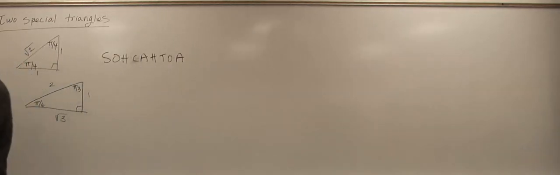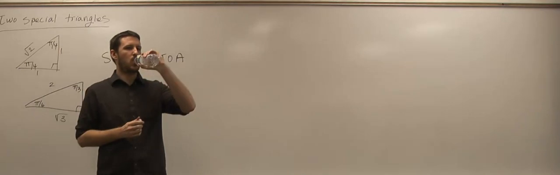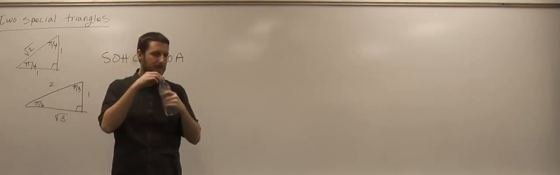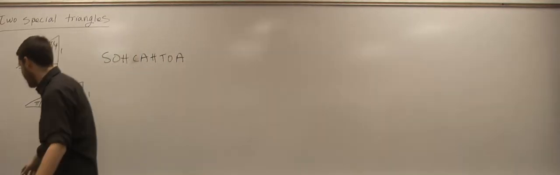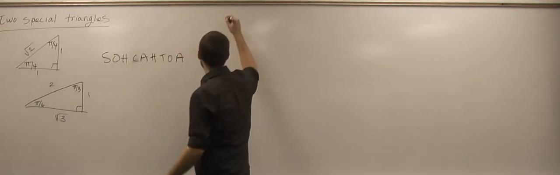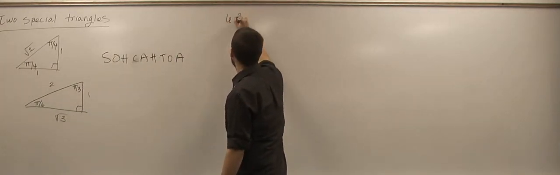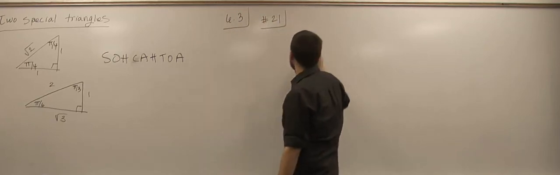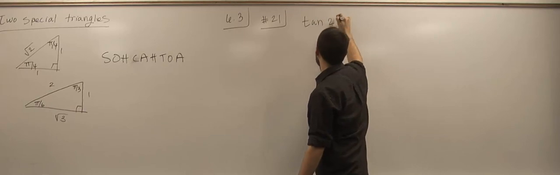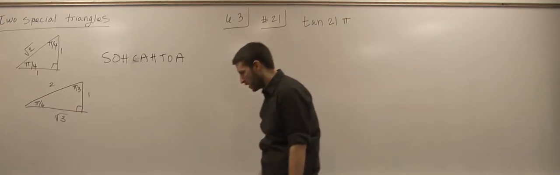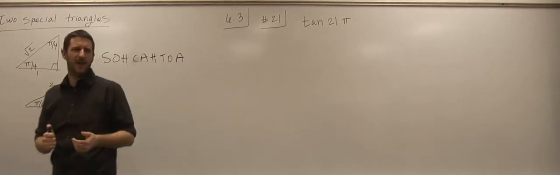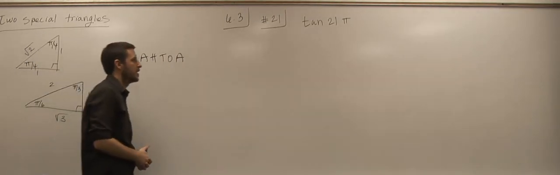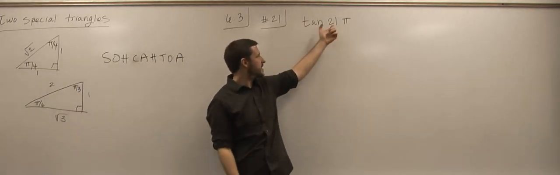All right, how about homework? You guys start anything from 6.3? Anything giving you trouble? 21. Okay, I don't know what that says. And 21 pi. Gotcha. So number 21 on 6.3 has to evaluate tangent of 21 pi. And it probably says find the exact value of the trig function or something. So we're trying to figure out what tangent is at 21 pi.